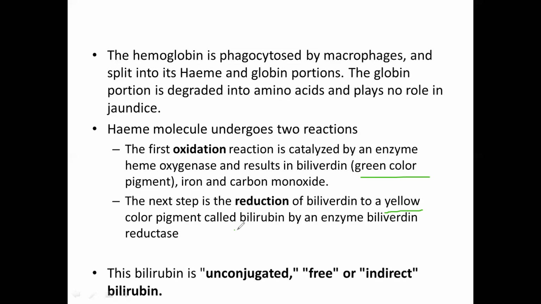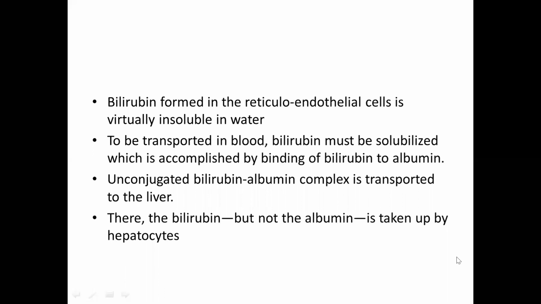So the bilirubin which is formed by these two chemical reactions is usually called unconjugated or free bilirubin or indirect bilirubin. The bilirubin which is formed after these two chemical reactions is usually considered as unconjugated bilirubin. Now after formation of this unconjugated bilirubin, what happens, we will see in the next slide.